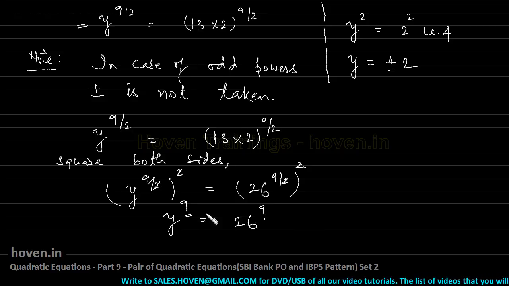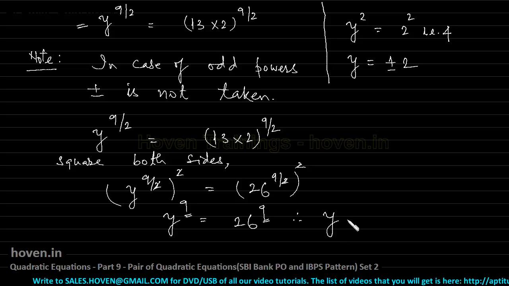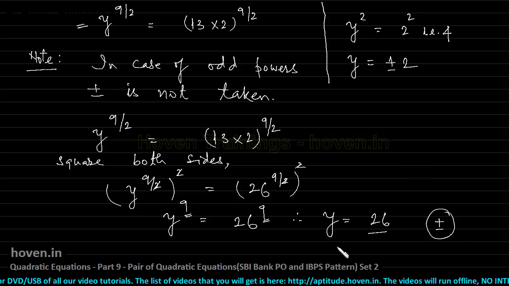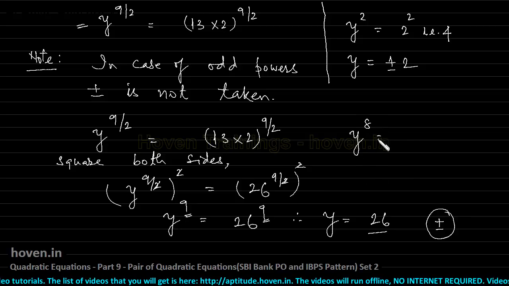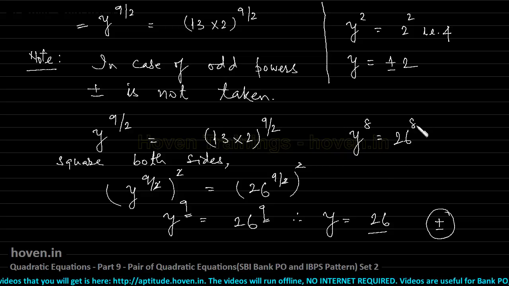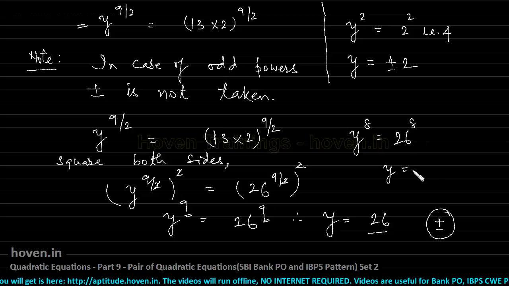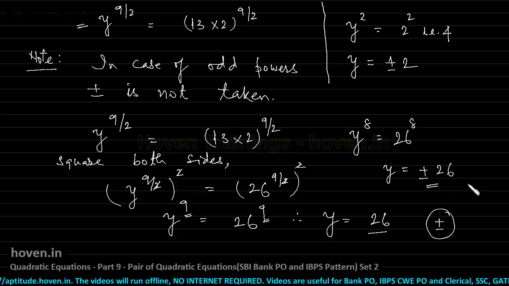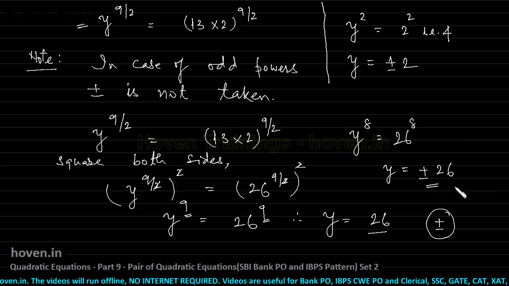Now since 9 is odd, therefore we will write y equal to 26 and not plus minus. So I hope you are very clear about this plus minus story. Had it been y raised to the power 8 equal to 26 raised to the power 8, this is an even power. In that case, I would have written y equal to plus minus 26. So don't forget this rule.